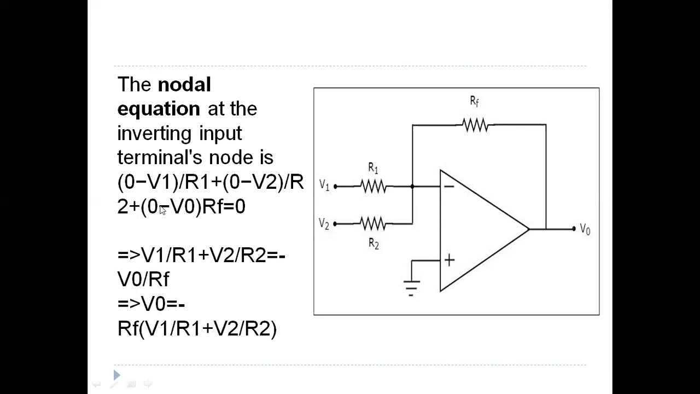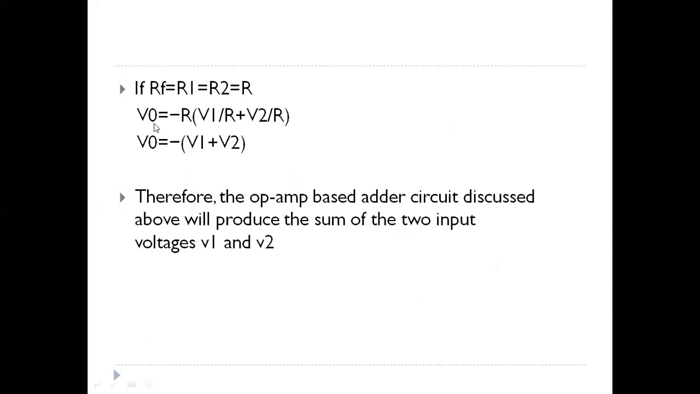So if you simplify this equation, then we get V1 by R1 plus V2 by R2 is equal to minus V0 by RF. So then finally V0 is equal to minus RF into V1 by R1 plus V2 by R2. If you take RF equal to R1 equal to R2 equal to R, that means if you take all the resistances as the same, then we get V0 equal to minus R into V1 by R plus V2 by R. So R cancels if you take the LCM. V0 is equal to minus of V1 plus V2.